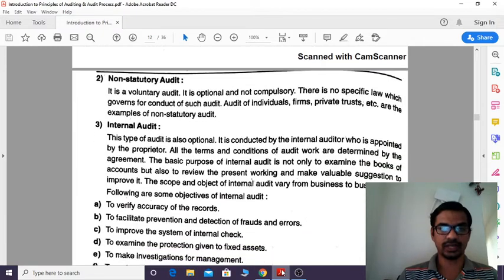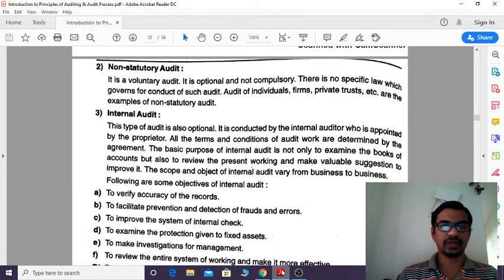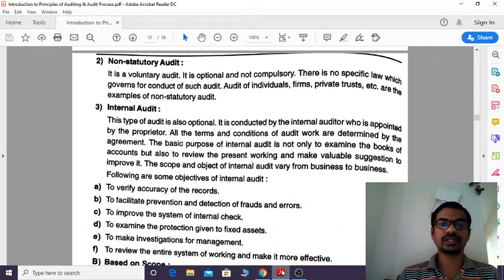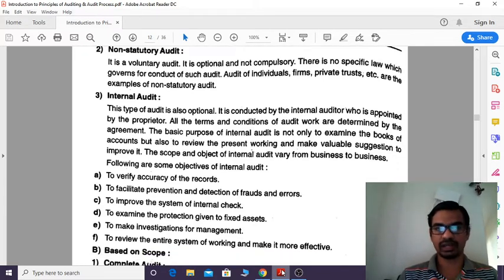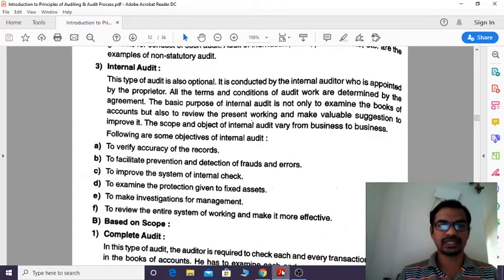This kind of audit is called a statutory audit. The next one is the non-statutory audit. It is a voluntary audit. It is optional and not compulsory. There is no specific law which governs the conduct of such an audit. Audits of individuals, firms, and private trusts are examples of non-statutory audit. So it is performed according to the will of the organization. That kind of audit is called a non-statutory audit.